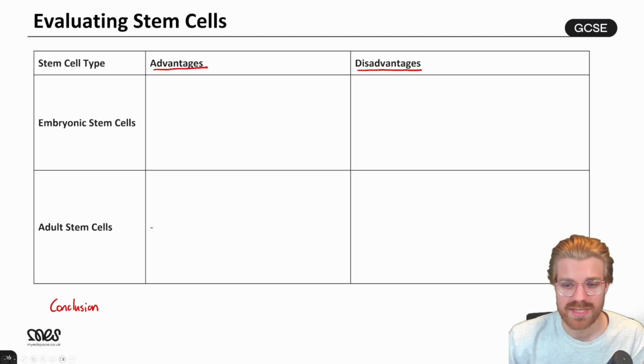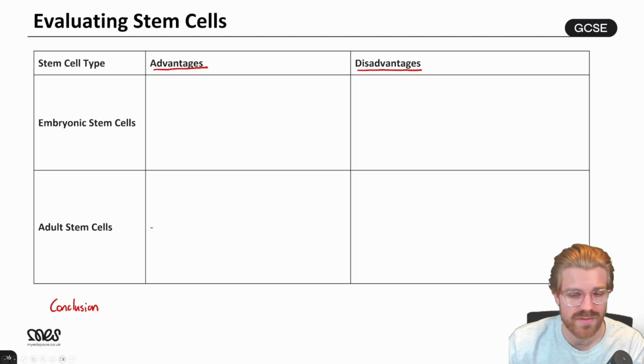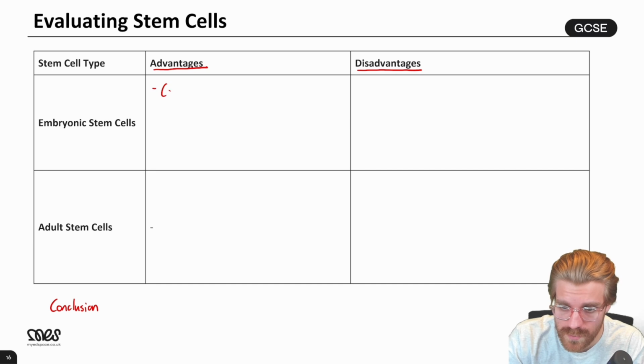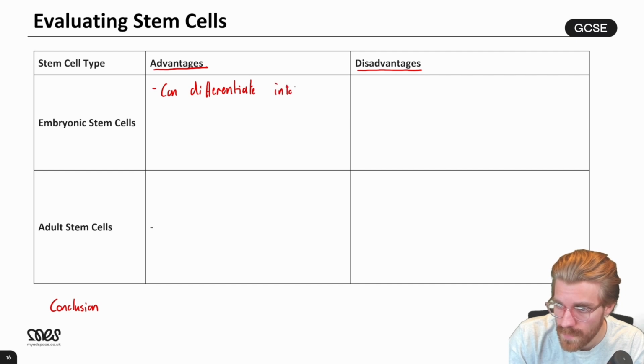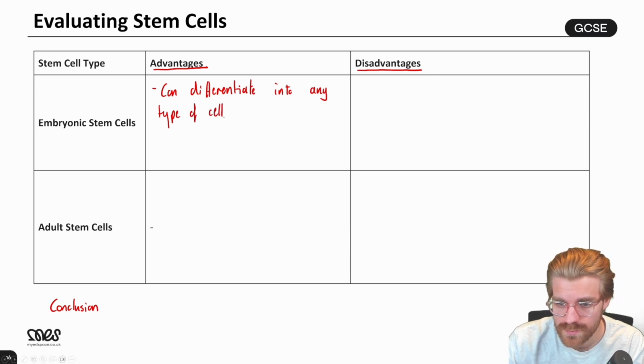So, embryonic stem cells. What are the advantages of the embryonic stem cells? Well, as I said earlier, they can differentiate into any type of cell.